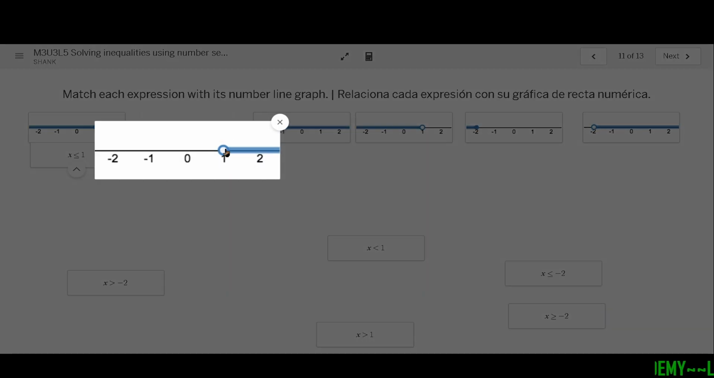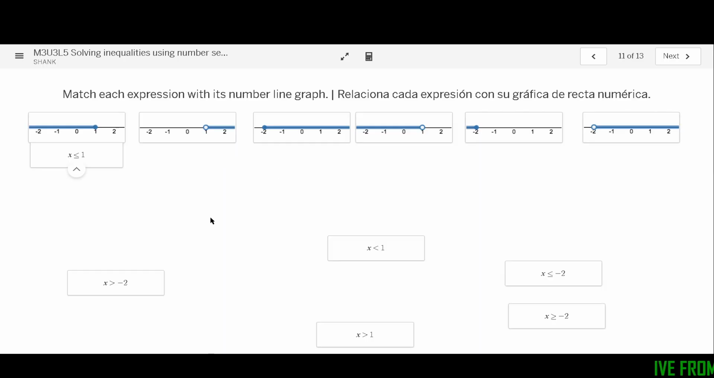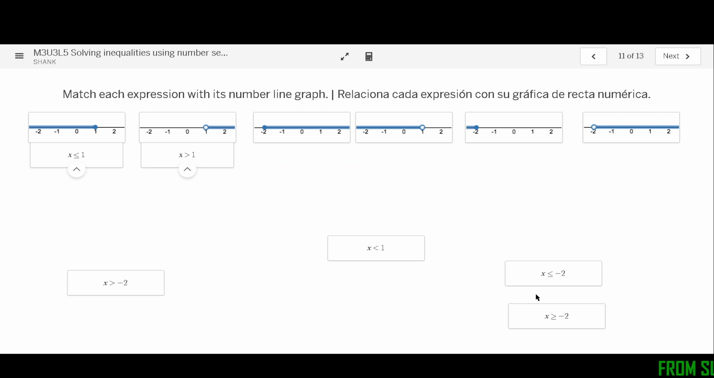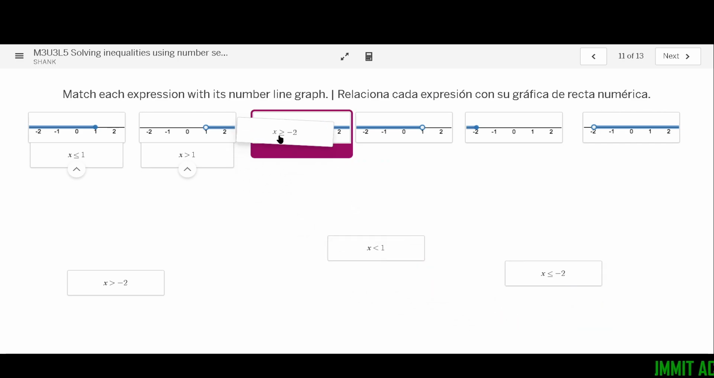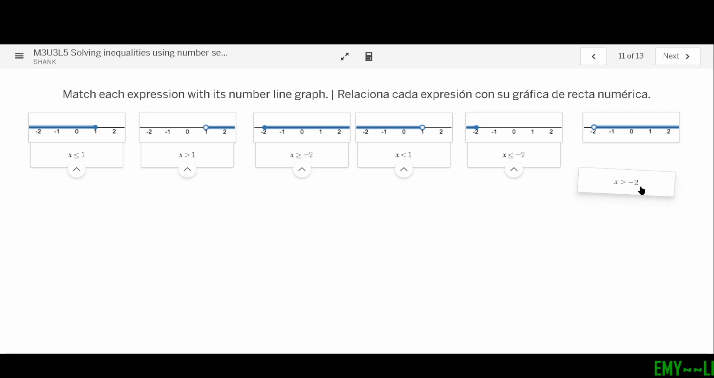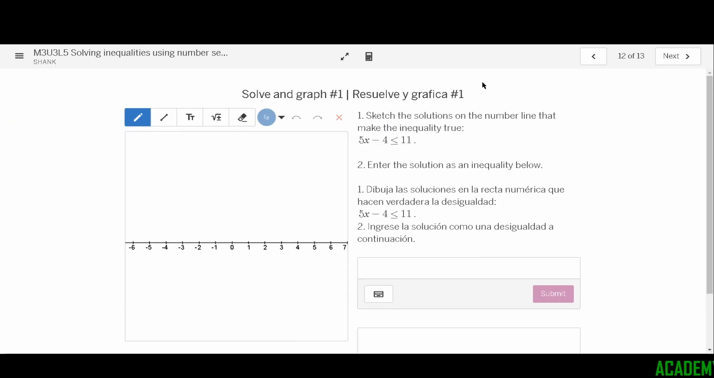And for this next one, I'm going to say, okay, +1, but it's shaded to the right with an open circle. So it's going to be this one here, x greater than 1. For this one, I have -2 closed circle shaded to the right. This one's going to be +1 shaded to the left, open circle. I have -2 less than or equal to that one. And then for this one, I have x greater than -2. So make sure you can match those up for yourself. Again, real simple.